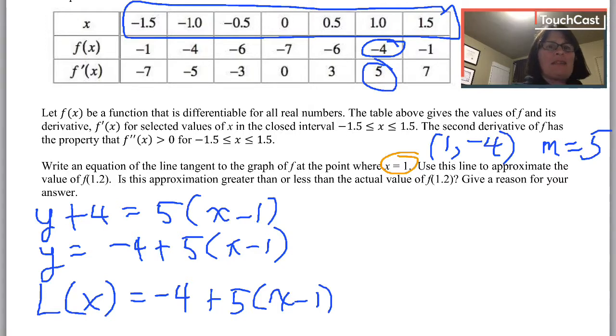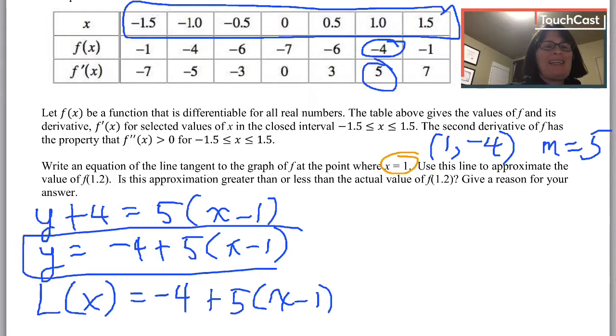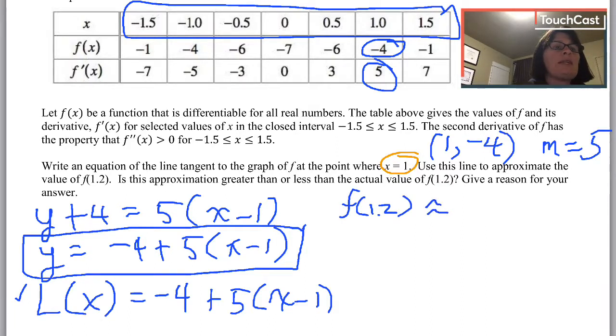Once I have this, well, this is the equation of the line tangent. I definitely want to use x's and y's there because that's how I'm expecting to find the equation of a line. Now that I can use that tangent line, or this version that I wrote that I called L of x, to approximate f of 1.2, well, f of 1.2 is going to be approximately equal to L of 1.2. So I'm going to find L of 1.2.